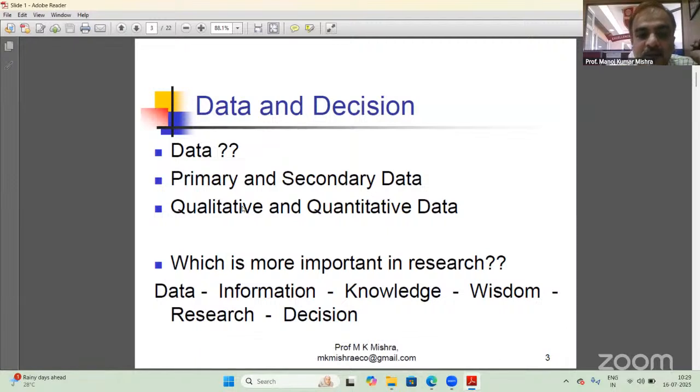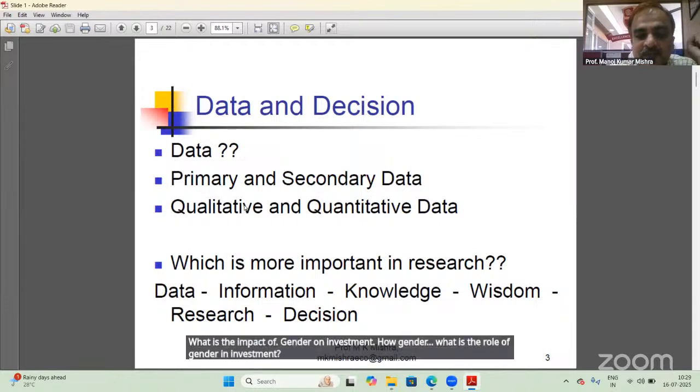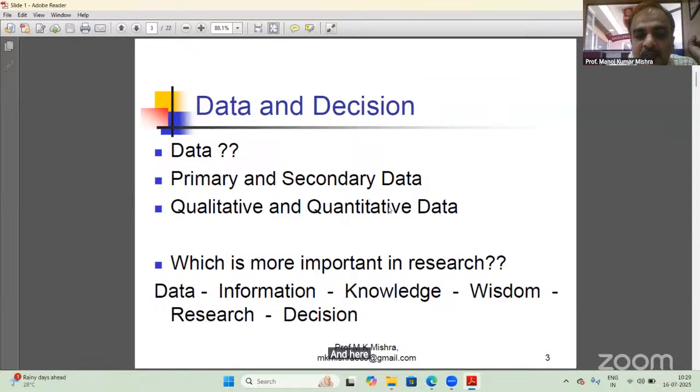What is the impact of gender on investment? What is the role of gender in investment? And in the quantitative case, what is the role of income in investment? Whether investment is high or low is influenced by gender, color, region, and nationality also. Investment is also affected by income, saving, consumption level, house rent, etc.